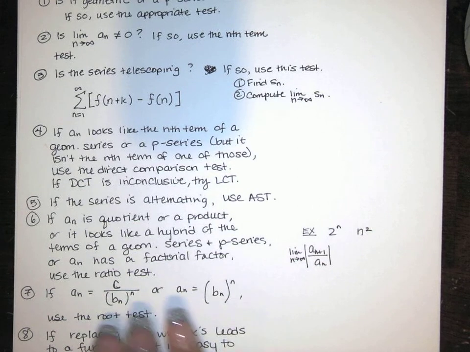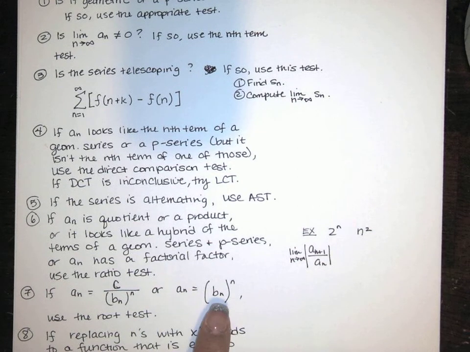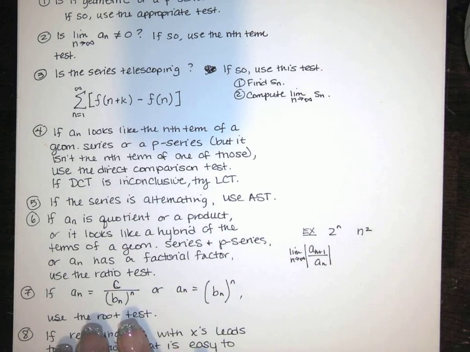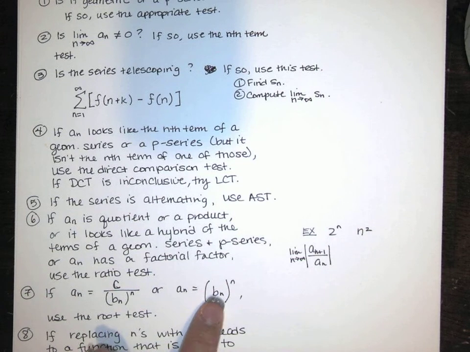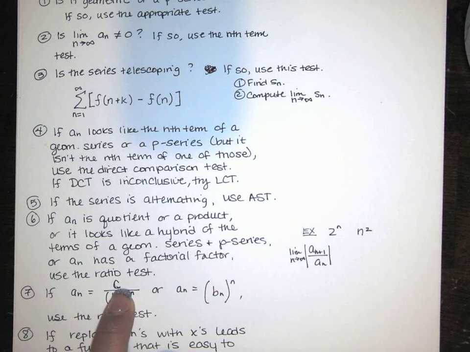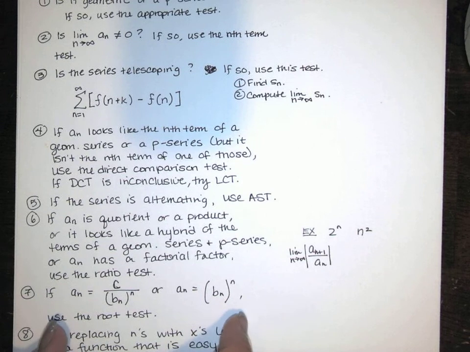Now, if a sub n looks like one of these, so it's some expression raised to the nth, or maybe a constant over some expression raised to the nth, we'll use the root test. Because when you take the nth root of this and the nth root of this, that nth power just goes away. The nth root of c is c to the 1 over n. That's going to approach 1 as n goes to infinity. So yeah, I would use the root test if it looks like this.